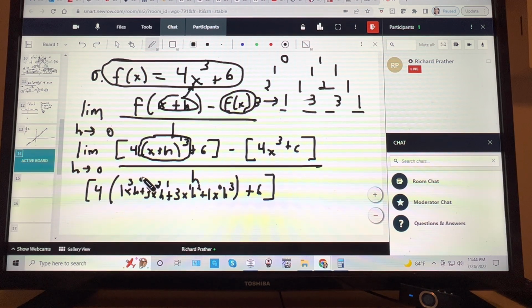Anything to the 0 power is 1, and a 1x is the same thing as x. So you just get x to the third for the first term. This is exactly like it looks, 3x squared h. And this is like it looks, 3xh squared. Those are not like terms. And here the 1 and the x to the 0 don't matter, so you just get h to the third.